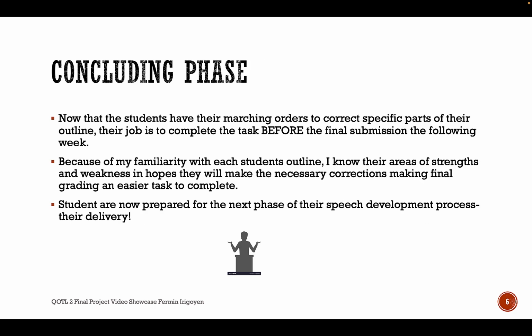Now the concluding phase. So now that the students have their marching orders and now they know what corrections they need to make on their outline, their job is to take that feedback and make those adjustments on their outline. Because I've already gone through their outlines individually and then in class, I get very familiar with each student's outline, where they were on course, where were they off course, so that when it comes time for me to grade the final outline that's being submitted, I know exactly what I'm looking for.